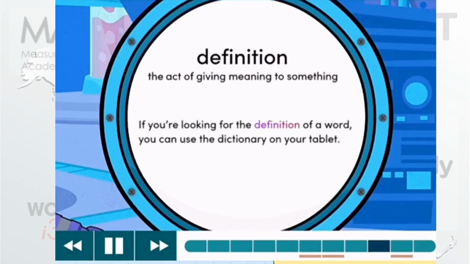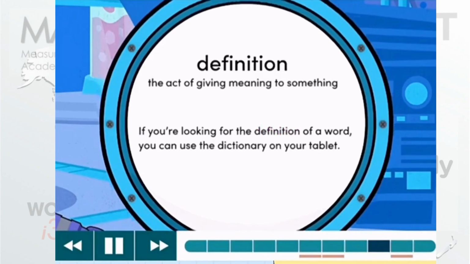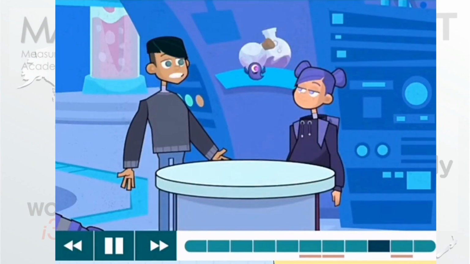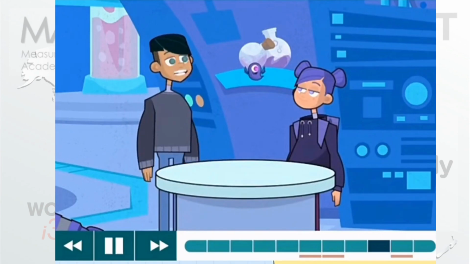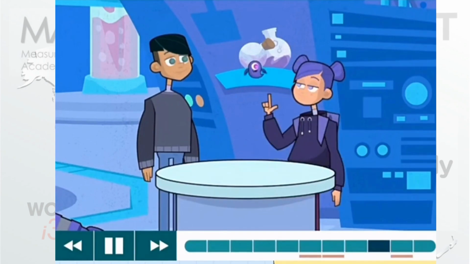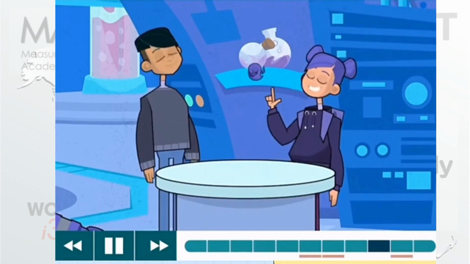The sentence says, if you're looking for the definition of a word, you can use the dictionary on your tablet. It's good to know we can use the dictionary if we need to know the meaning of a word. It sure is, Callie. But I like how we are working with the word parts. It feels good to figure out the definitions ourselves. I have to agree with you, Mateo. It's like we're our own dictionaries.